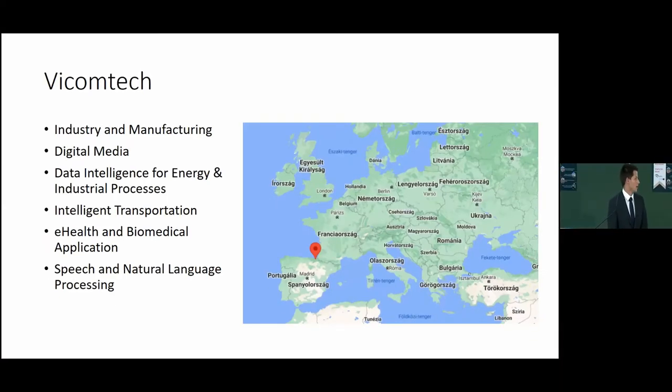I did my work in Spain, in San Sebastian, in a company called Vicomtech. Vicomtech is an applied research center that is mostly funded by the Spanish government and the European Union. They have many departments, as you can see on the left, but I was especially at the digital media department. There they are working mostly with 5G related technologies, augmented reality and virtual reality.